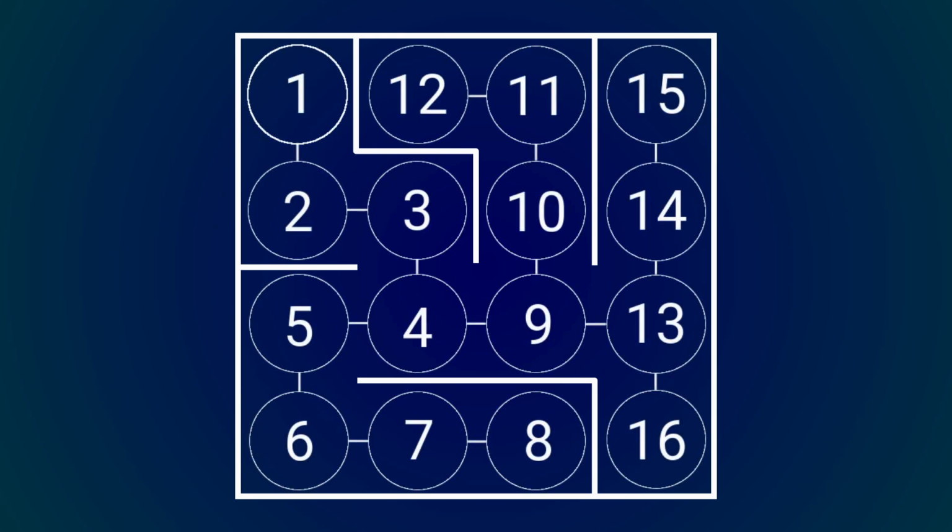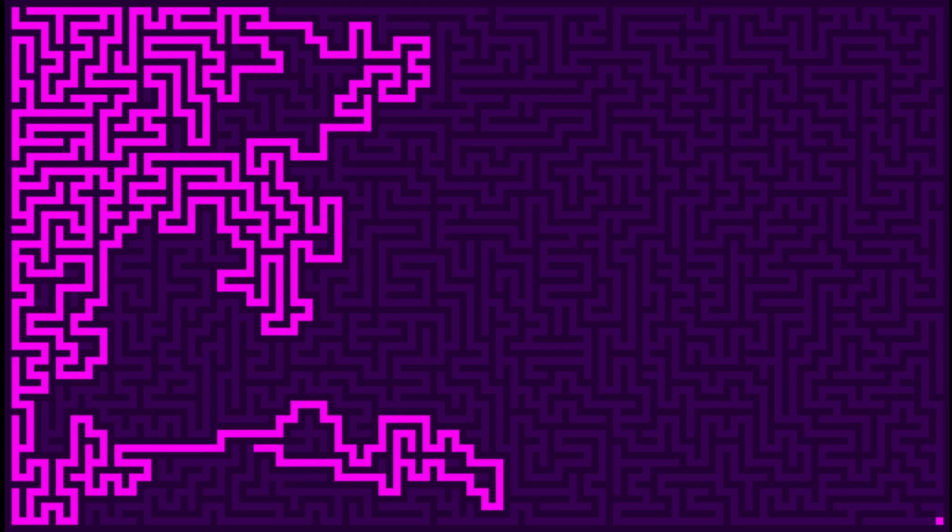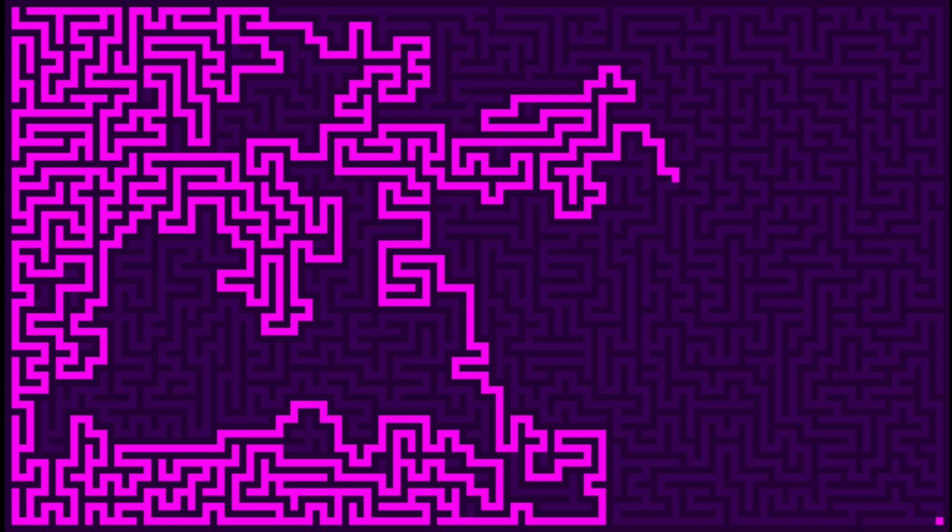Since a maze can be interpreted as a connected graph, I naturally turned to graph traversal algorithms for solving them. I tested out some of the most popular and fundamental algorithms. The first one I tested was DFS. It's memory efficient and straightforward, but might not find the shortest path.